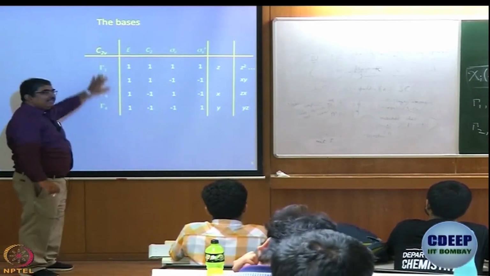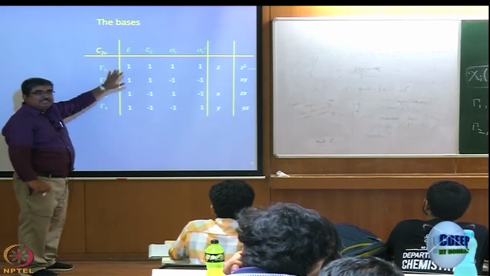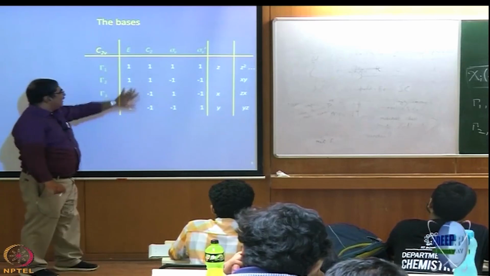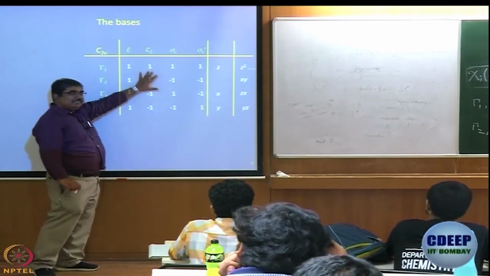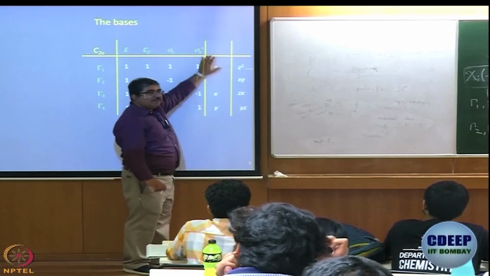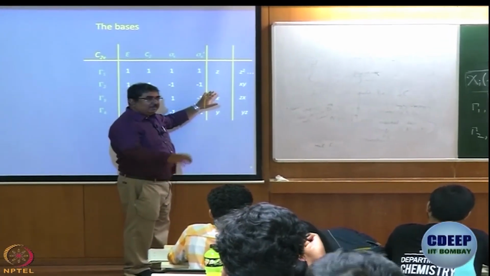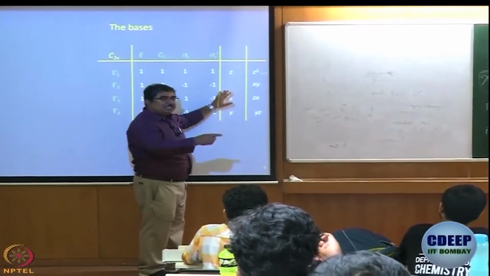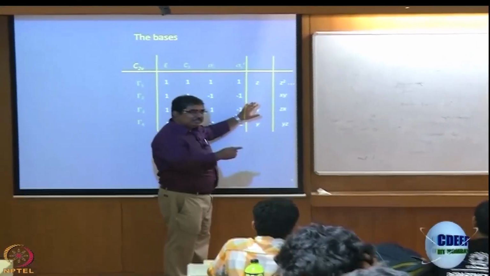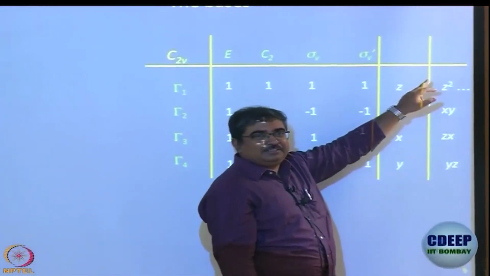In this region come the names of the irreducible representations, that is what we will do next. In this region you have the characters and here there are two subdivisions. The first one is x, y, z, Rx, Ry, Rz, a rotation with respect to x axis, rotation with respect to y axis, rotation with respect to z axis. Here you have the quadratic terms.